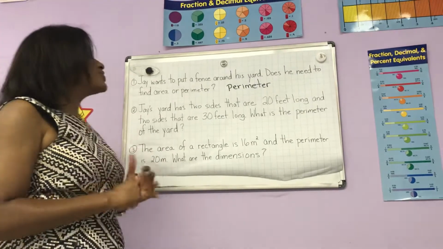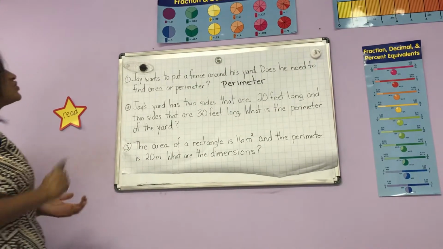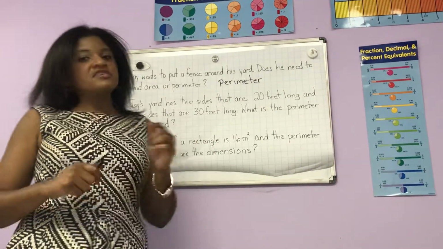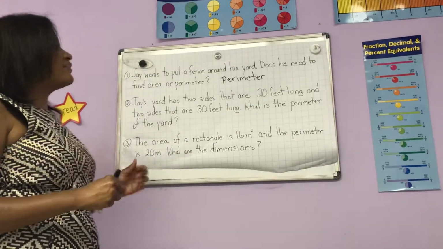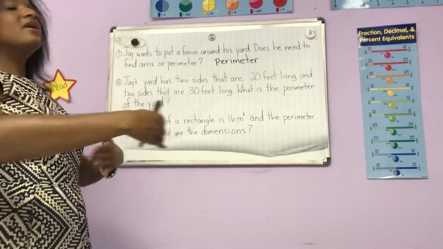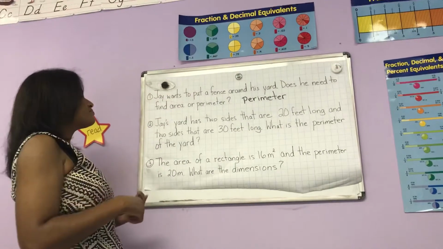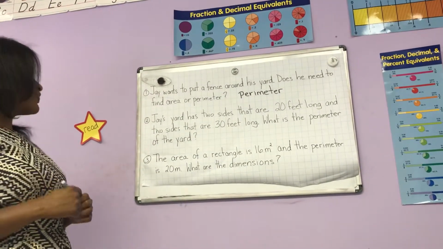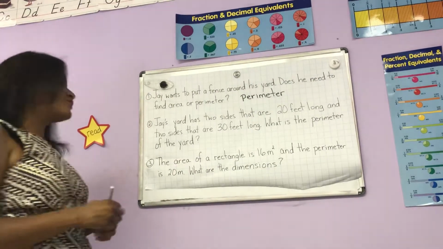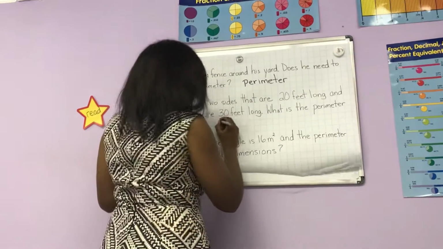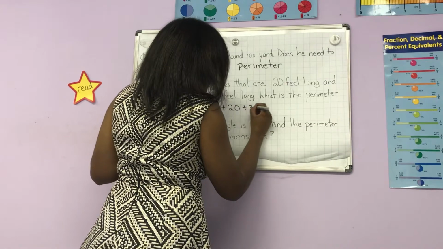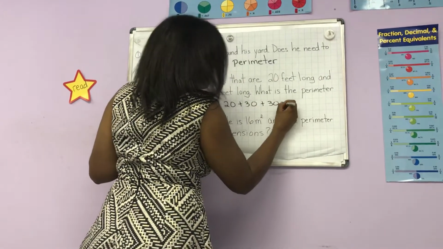Jay's yard has two sides that are 20 feet long and two sides that are 30 feet long. So it is a rectangle, because in our previous videos on rectangles, we learned that if you have two sides that are the same and two other sides that are also equal, then that is the shape of a rectangle. We're going to find out the perimeter of that yard. Again, you can pause and try it on your own and come back and check. So, his yard, we have 20 plus 20 plus 30 plus 30.